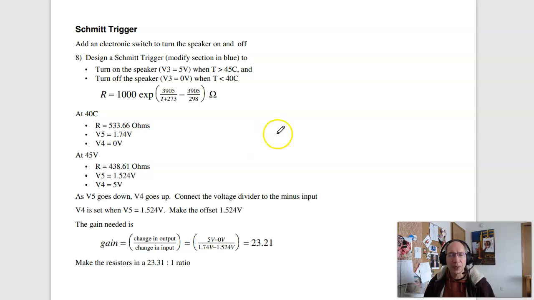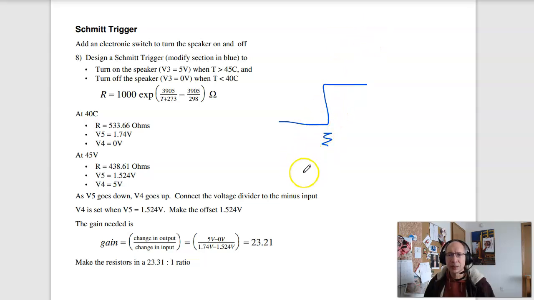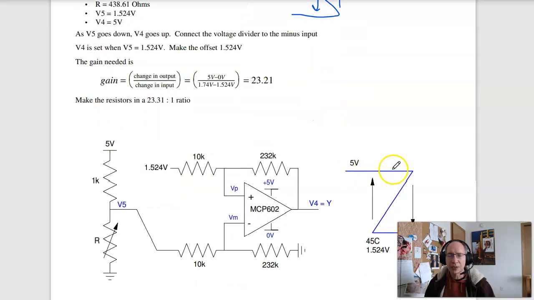The problem with the comparator is the on voltage is the same as the off voltage, so if there's noise at the input, I'm going to go plus minus, plus minus, plus minus. It'll chatter, turning on and off. To get rid of the chatter, instead of having that, I create a little Z pattern. So the on voltage is different than the off voltage.